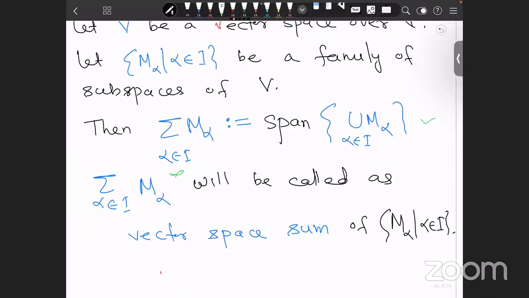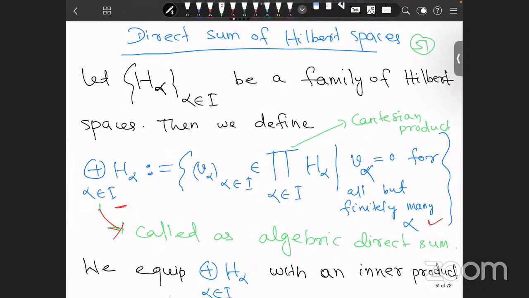So there is something called the algebraic direct sum, or vector space direct sum. We will discuss that. Now, direct sum of Hilbert spaces. Let H alpha, alpha belongs to I, be a family of Hilbert spaces. Then we define the algebraic direct sum of H alpha, alpha belongs to I. This is the notation. It is the collection of all x alpha, alpha belongs to I, belonging to the Cartesian product of H alpha, alpha belongs to I, so that x alpha is equal to zero except for finitely many alpha. So look at the definition carefully. This is called the algebraic direct sum of H alpha, alpha belongs to I: the collection of all elements of the Cartesian product such that, except for finitely many coordinates, x alpha is equal to zero.